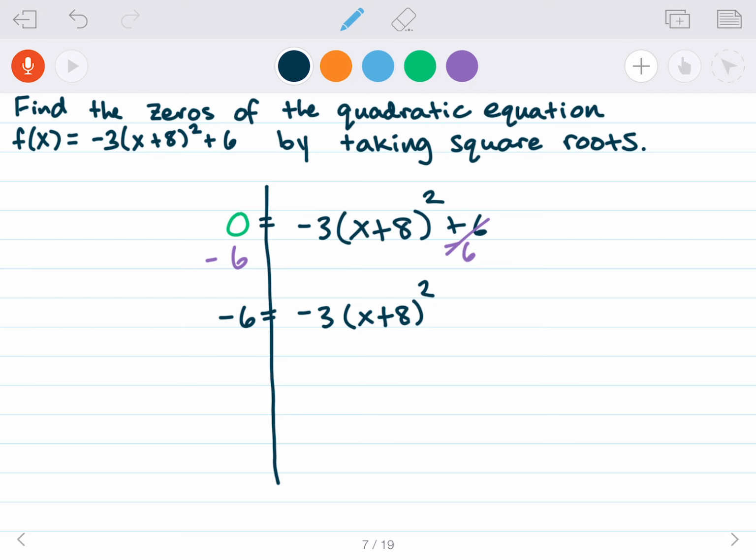Okay. Now what I want to do is undo multiplication by negative 3 by dividing both sides by negative 3. And when I do that on the left, I get positive 2, and on the right, I'm left with (x plus 8) squared.